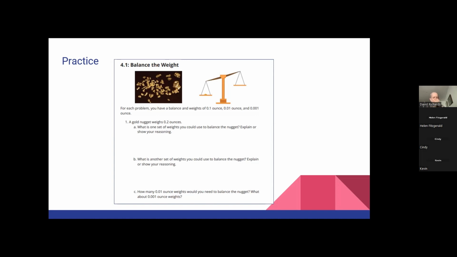A gold nugget weighs 0.2 ounces. What is one set of weights you could use to balance the nugget? Explain or show your reasoning. Now, this starts our students on a different path. What skills would they learn from doing this activity?